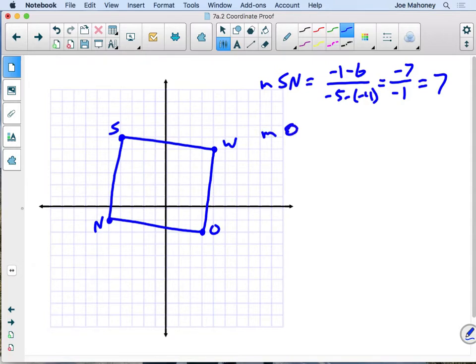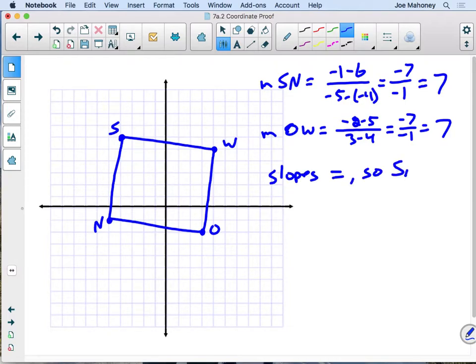Now I'm going to do the slope of the opposite side. You can do the slopes in any order you want. We want the opposite sides to have the same slope. So let me do the slope of OW. Change in y is going to be -2 minus 5. Change in x is going to be 3 minus 4. So that's -7 over -1. Again, another +7. Let's write down what we realize. We realize that the slopes are equal. So that means that side SN is parallel to side OW. So far, so good.